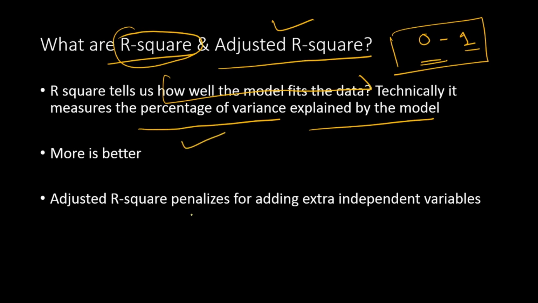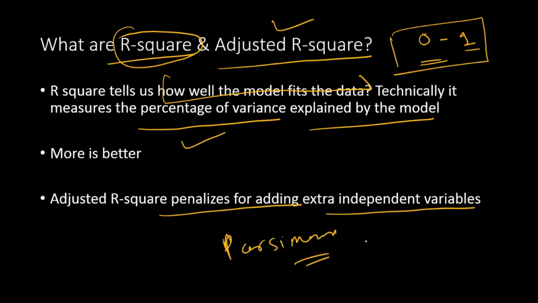An adjusted R square is another version of R square which penalizes for adding extra independent variables. So we always want a parsimonious model. So what do we mean by parsimonious? That means a model with the least number of variables.